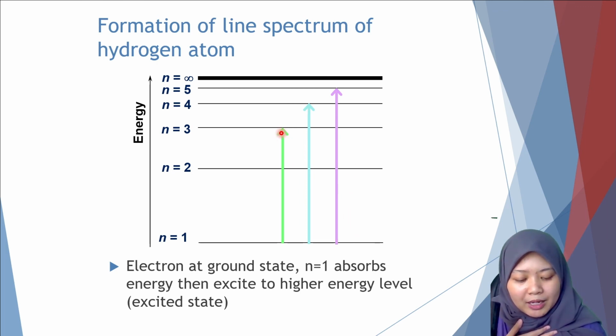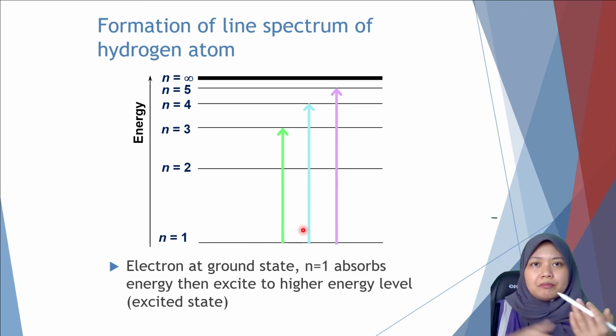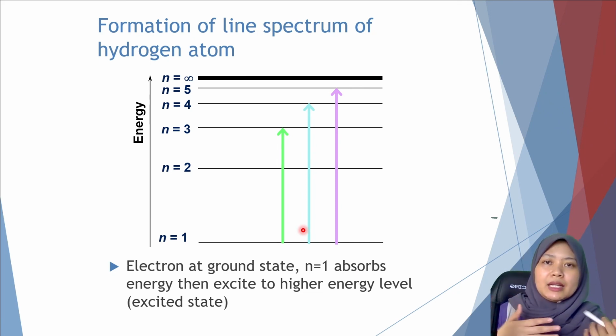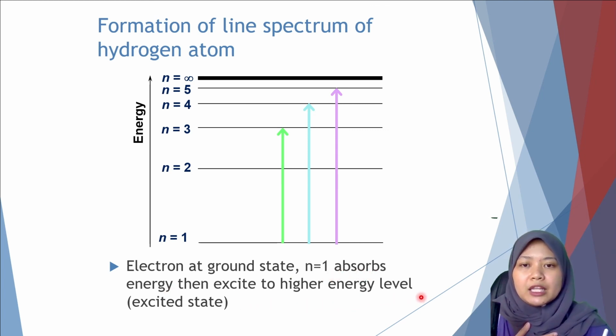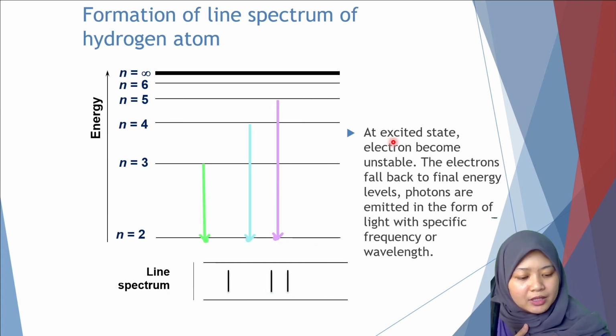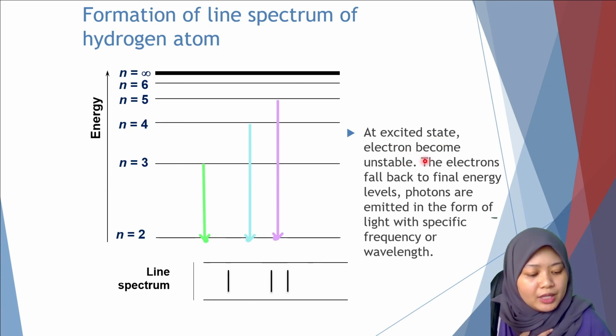Sebab itulah awak akan nampak ada 3 sini. Contoh Madam gunakan 3 atom hydrogen lah. Okay, the way they absorb energy tu kan berbeza, maka dia akan excite ke tempat yang berbeza. Kena ada electron at ground state and kena specific n equal to 1. Dia absorb energy, kemudian excite to higher energy level. Ataupun you can write excite to excited state pun boleh, tak ada masalah. At excited state, electron become unstable. So the electron fall back to final energy level. Photon are emitted in the form of light with specific frequency or wavelength.